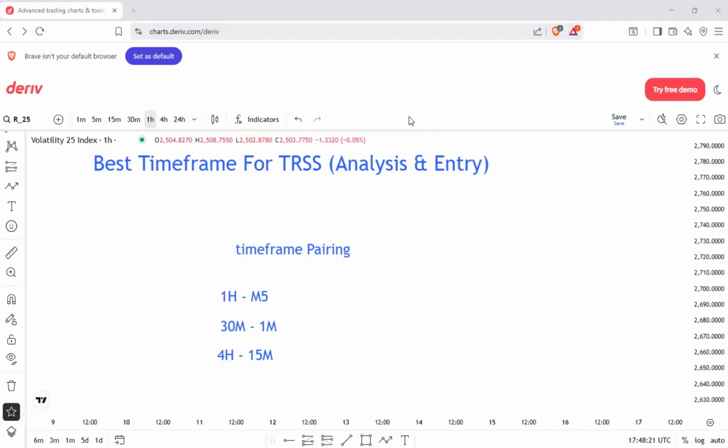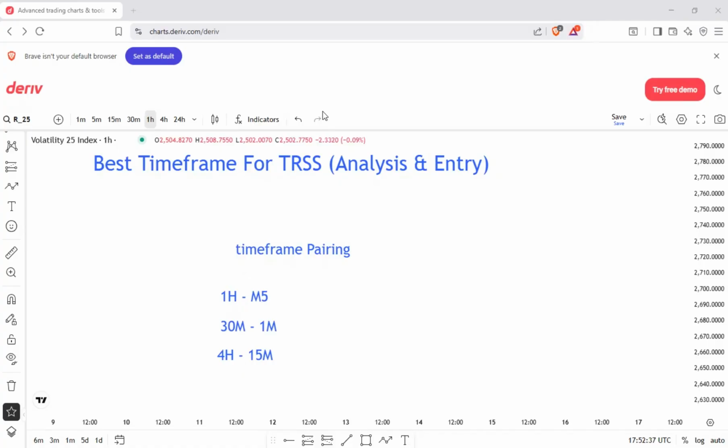And for those of us that are trading Volatility 75 Index, 25 Index, 50 Index, market structure is very sweet with the 1 hour time frame. I've observed it and noticed it. If you look at your 1 hour time frame, you see that the structures are always aligning. They're always sweet to analyze with the 1 hour time frame and making entries with the 5 minutes time frame.